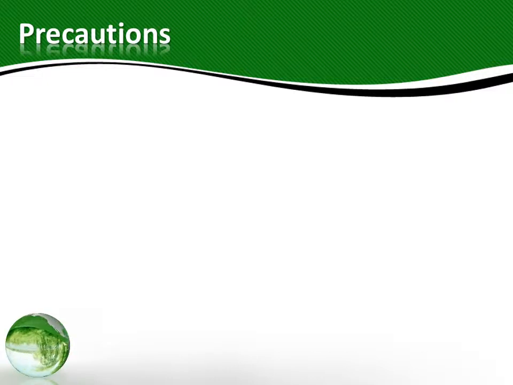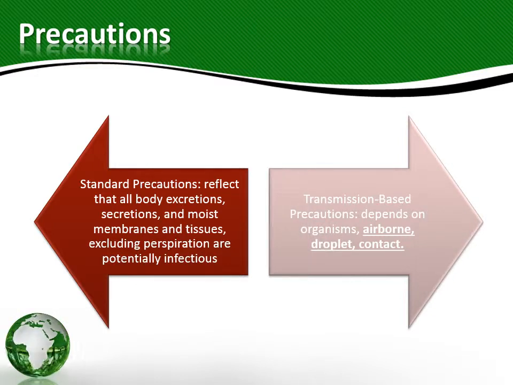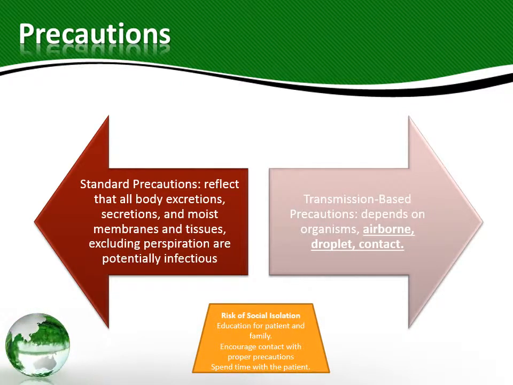Okay, so let's discuss some precautions. Standard precautions reflect that all body excretions, secretions, and moist membranes and tissues, excluding perspiration, are potentially infectious. Transmission-based precautions depend on the organism, whether it's airborne, droplet, or contact. You have to realize that when a patient is placed on isolation, they are at risk of social isolation. You want to provide education for the patient and the family, and you want to encourage contact with proper precautions and spend time with the patient.